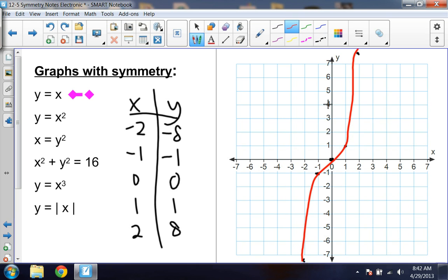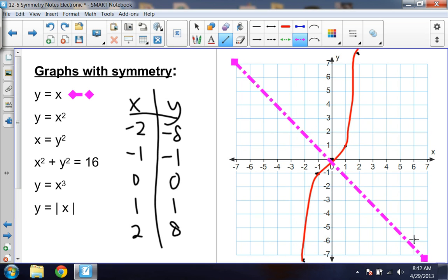This does not look to have any sort of line symmetry. If I go through like this, it doesn't seem to cut across exactly so or anything like that. No mirror images. But rotationally speaking, if I take this and rotate it about here 180 degrees, I end up getting the same shape on the other end. So it has point symmetry.